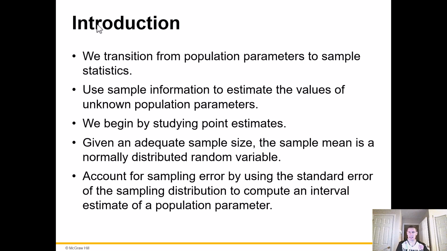So we begin by studying point estimates. Given an adequate sample size, the sample mean is a normally distributed random variable, think about the bell curve. And we account for sampling error by using the standard error of the sampling distribution to compute an interval estimate of a population parameter.